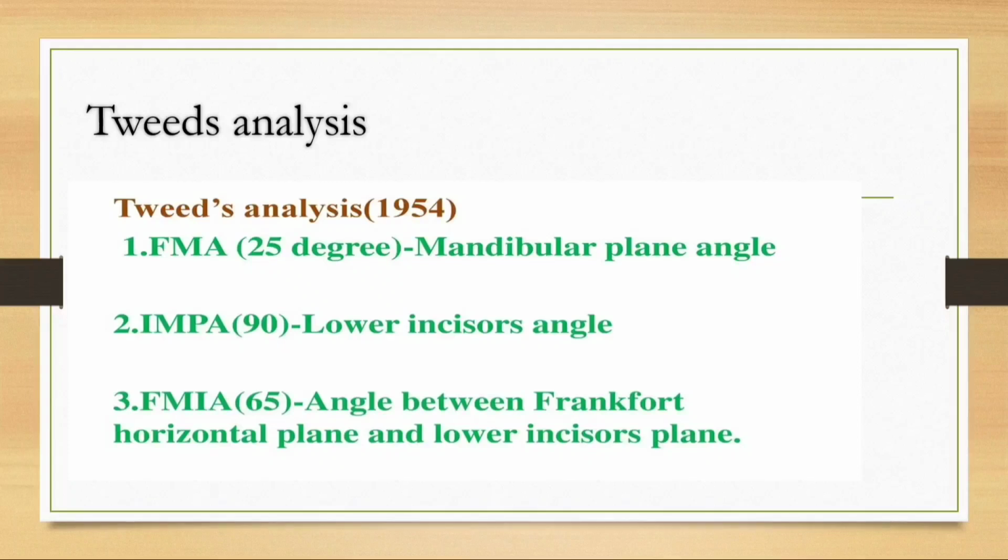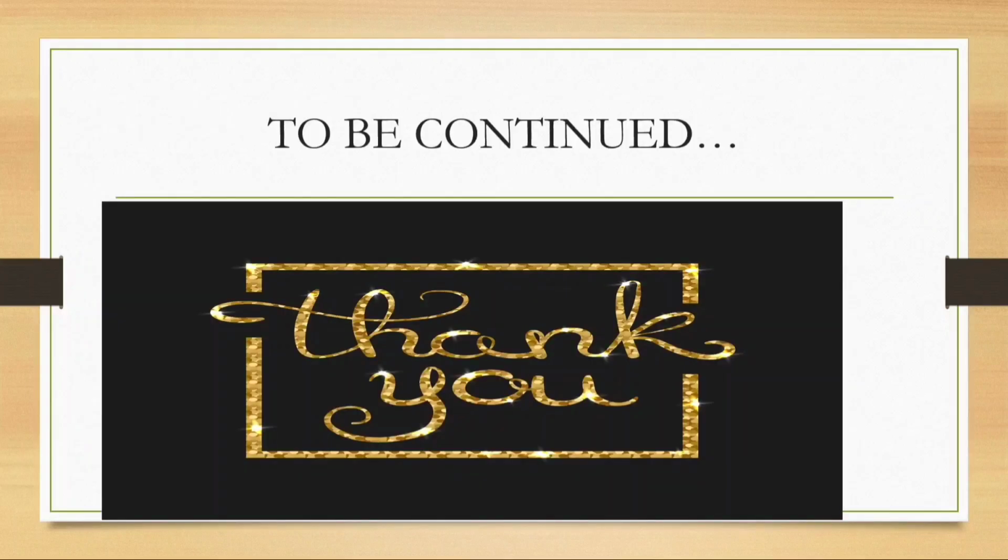FMIA is the angle between the Frankfurt horizontal plane and the lower incisor plane, that is 65 degrees. Okay, so that is all about the orthodontic part of pedodontic questions.